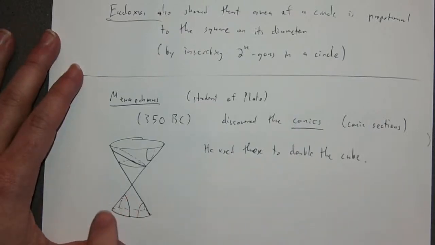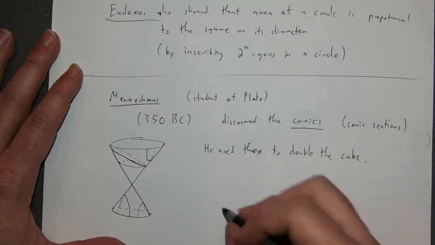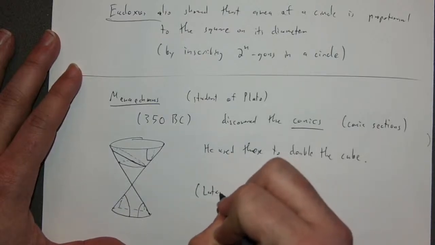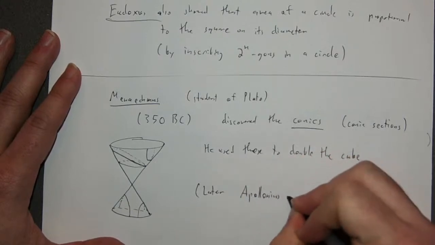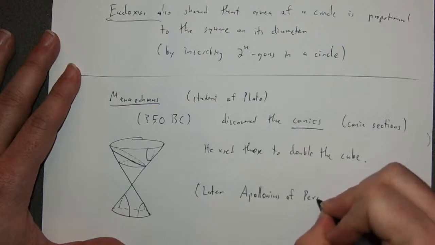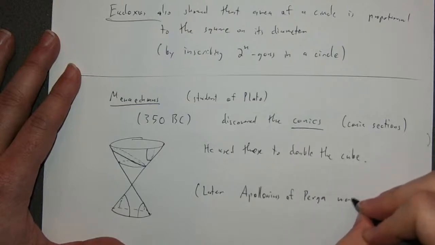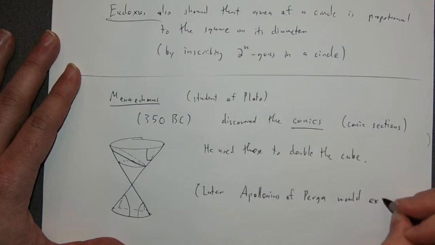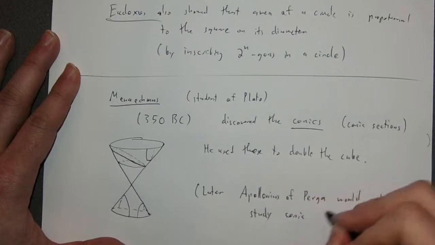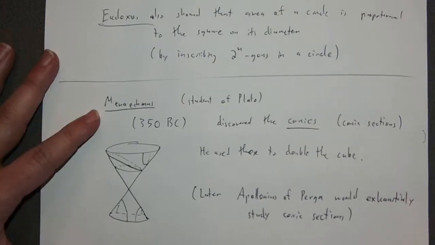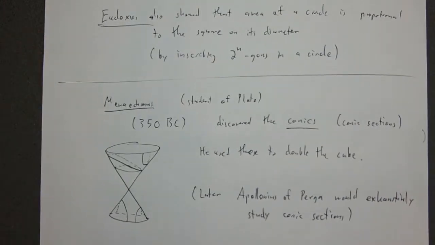Now, most of these curves would be developed in antiquity, wouldn't happen later. So later, Apollonius of Perga, so much later, would exhaustively study the conic sections. In a work that would be basically the last great piece of mathematical writing for almost 1,000 years.